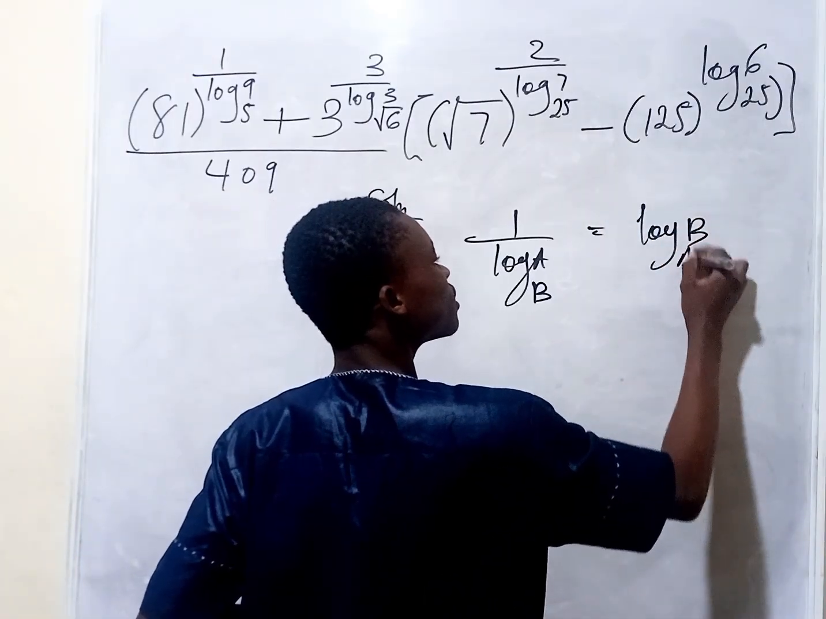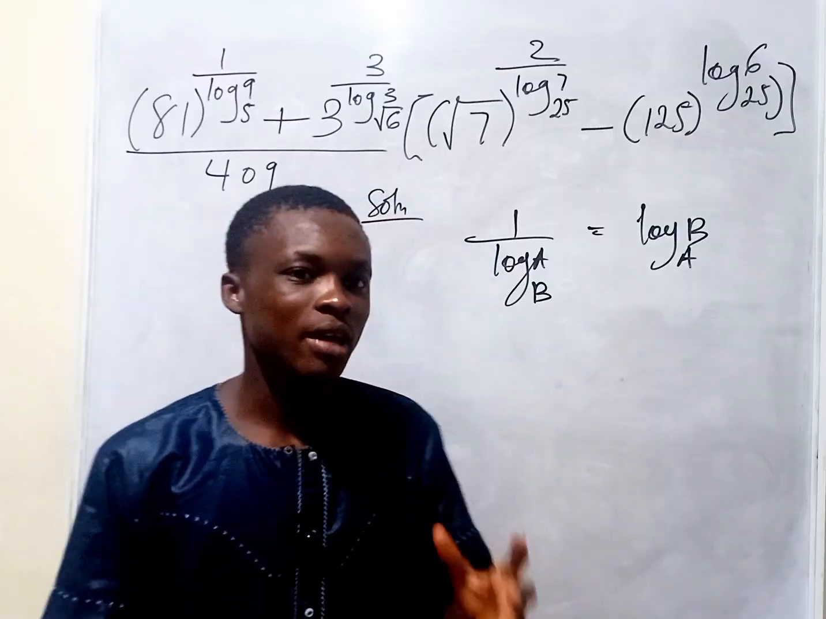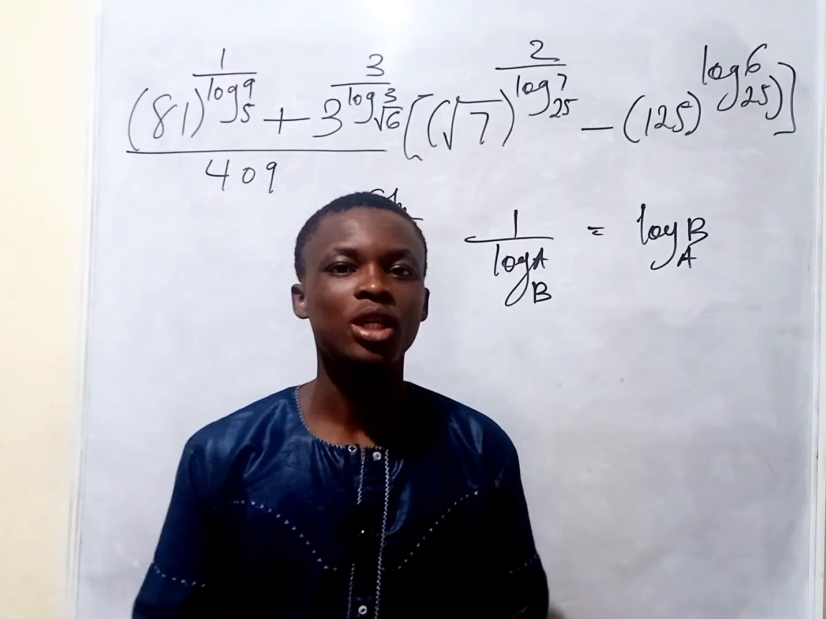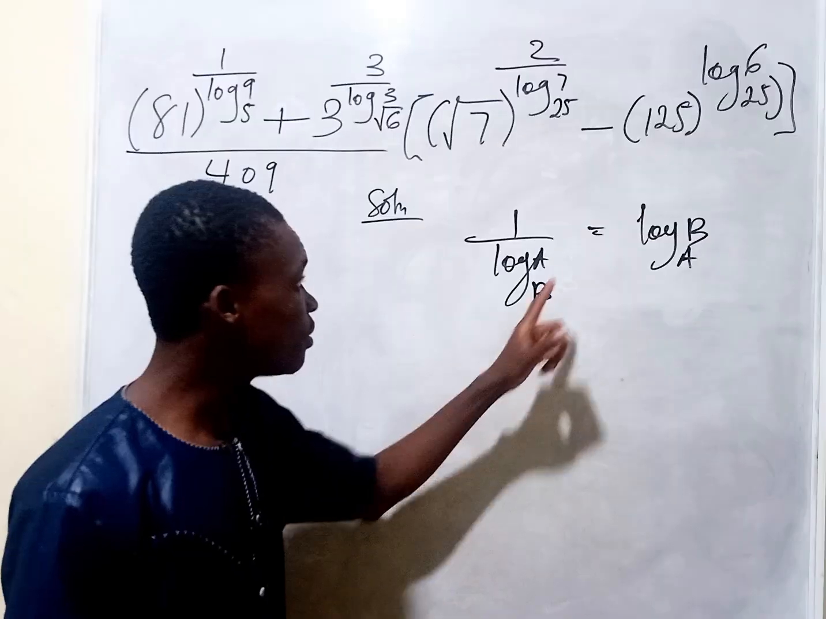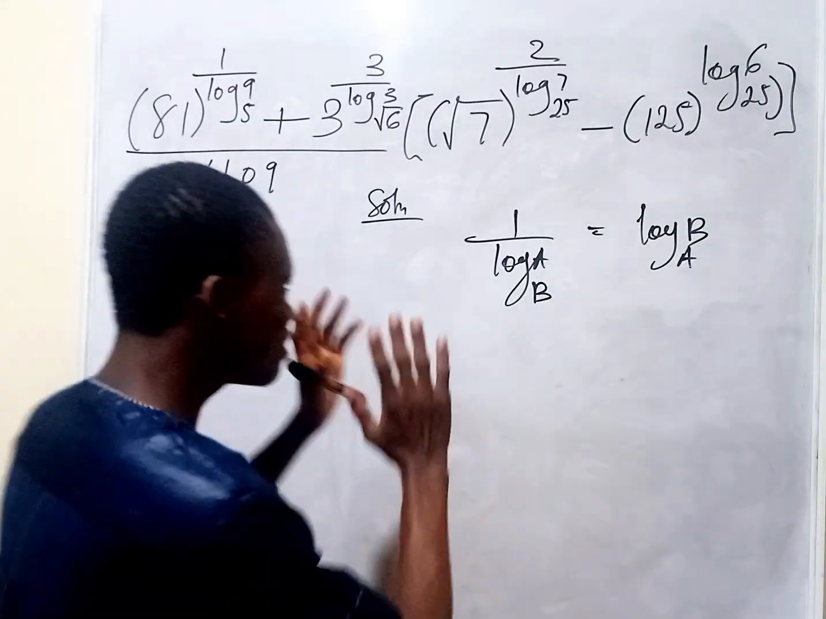And what does the rule state? The rule states that if the log appears as a fraction, that's the reciprocal rule. If the log appears as a fraction, the log and the base interchange their position. So clearly you can see the log and base have interchanged their position here. So this is the first thing we apply.